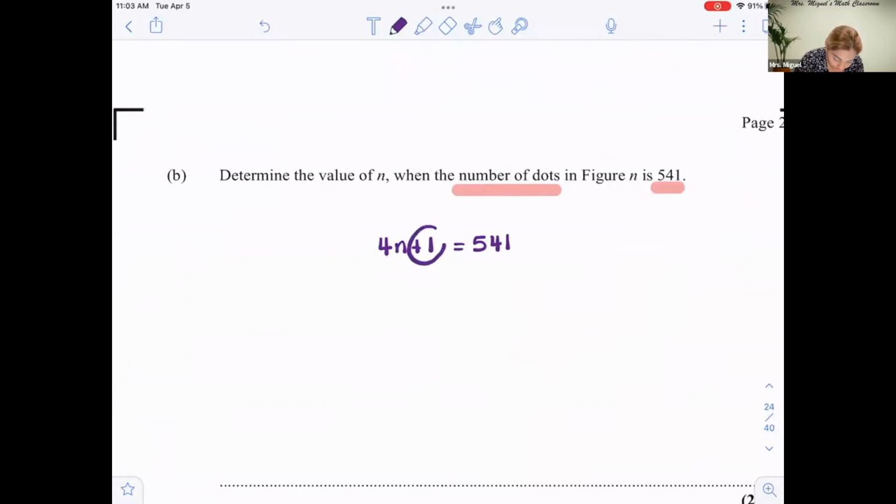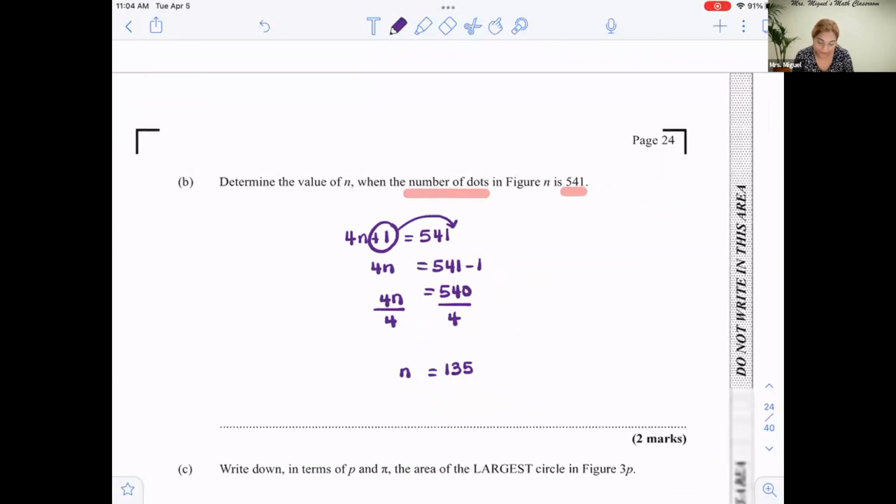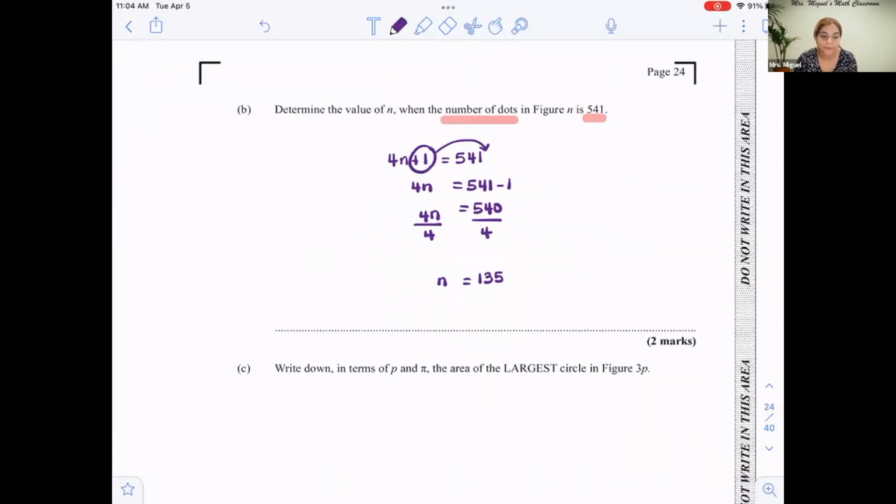We will move plus 1 to this side. By doing so, it becomes minus 1. So 4n is equal to 540. To get n alone, we divide by the number in front of the n, which is 4. So 540 divided by 4 will give me 135. So that for 2 marks wasn't too bad.